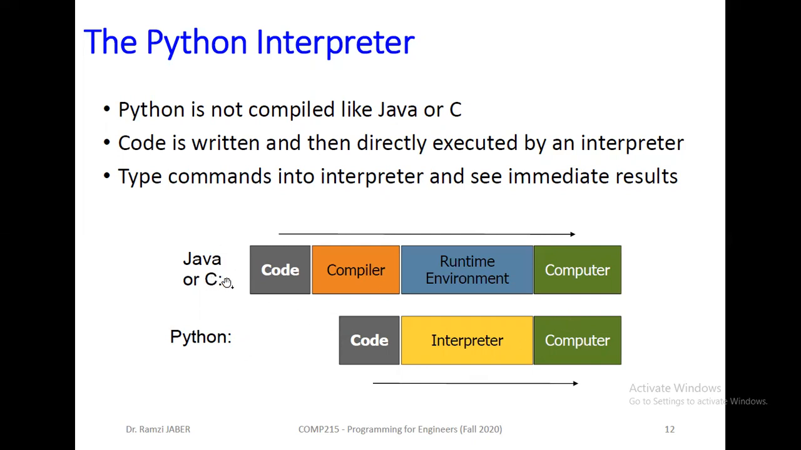Whereas with Java or C or C++ or other compiled languages, first you write your code, then compile it to a runtime environment, then run your application. So it's slower if you don't have errors in your code. So the difference between Python, an interpreted language, and compiled programming languages is that Python is faster if you don't have errors.